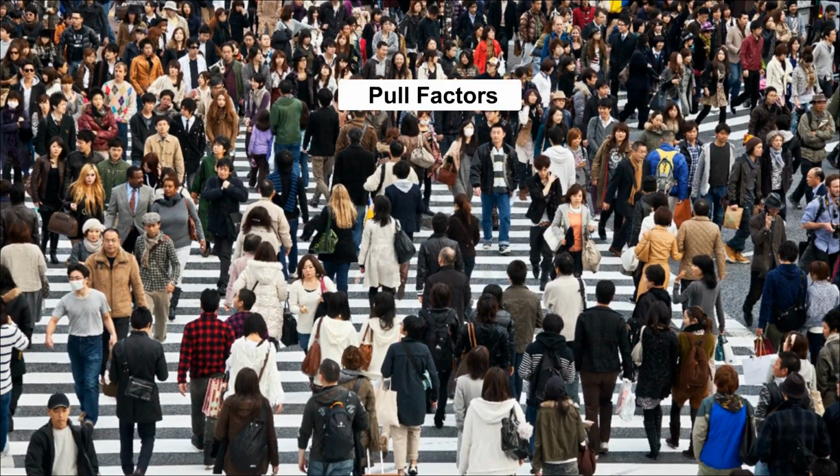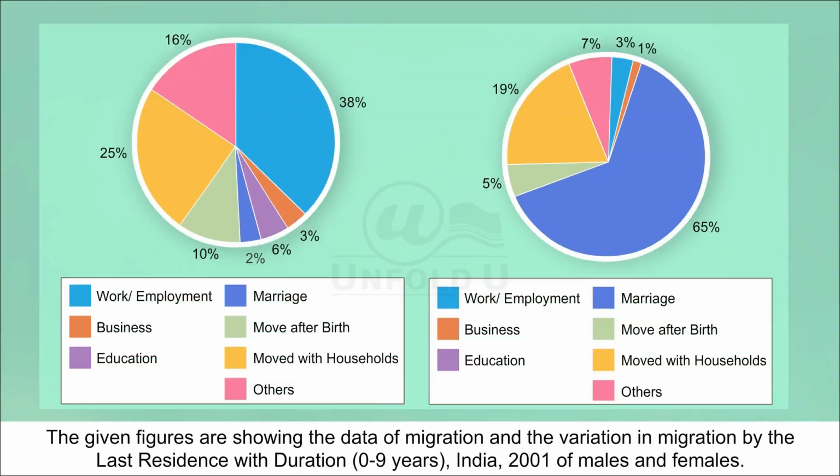The given figures are showing the data of migration and the variation in migration by the last residence with duration 0 to 9 years, India 2001, of males and females.